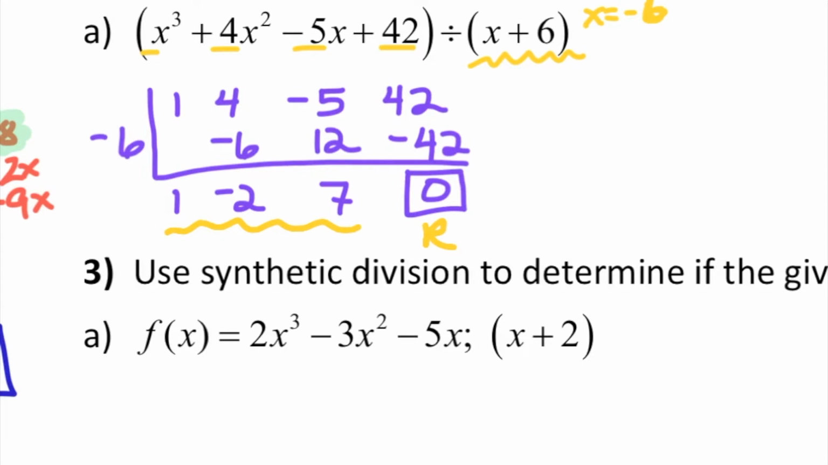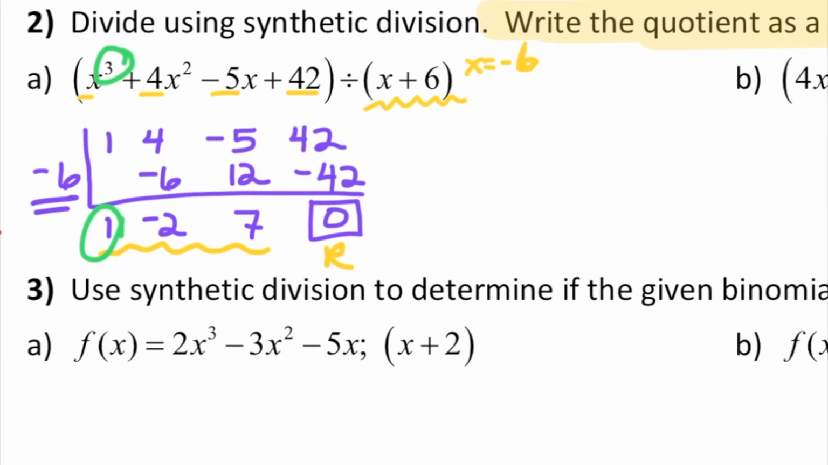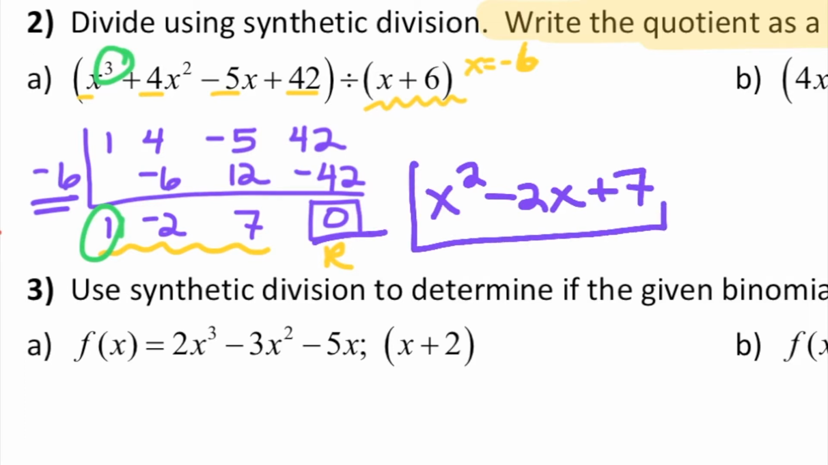Now, also remember that if you start by dividing into a third degree polynomial, then the degree of your answer or your quotient is going to be second degree. So it's always 1 degree less because you divided out a whole degree. And so my answer is going to be 1x squared minus 2x plus 7. And because the remainder is 0, I don't need to write anything else, just x squared minus 2x plus 7.